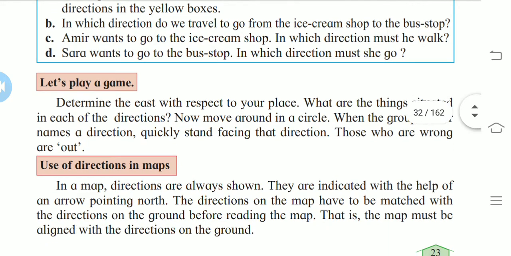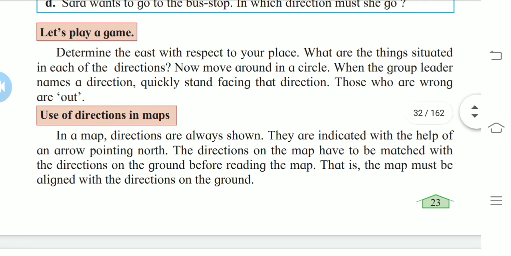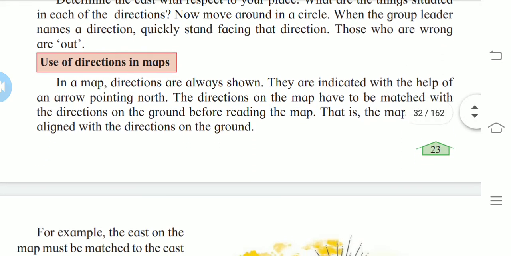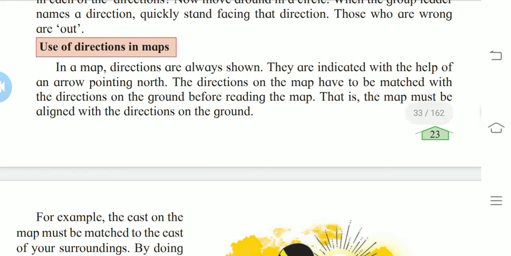Use of directions in maps. In a map, directions are always shown. They are indicated with the help of an arrow pointing north. The directions on the map have to be matched with the directions on the ground before reading the map. That is, the map must be aligned with the direction on the ground.